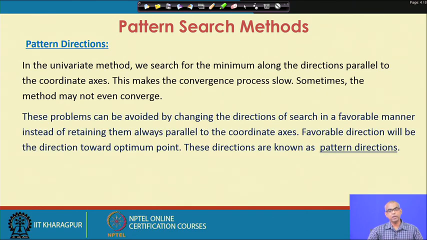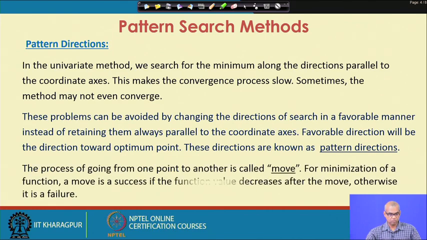These problems can be avoided by changing the directions of search in a favorable manner instead of retaining them always parallel to the coordinate axis. So, instead of taking the search directions parallel to the coordinate axis, we can take the directions which are favorable to us, meaning we can take the search directions toward the optimum point. These directions are known as pattern directions.